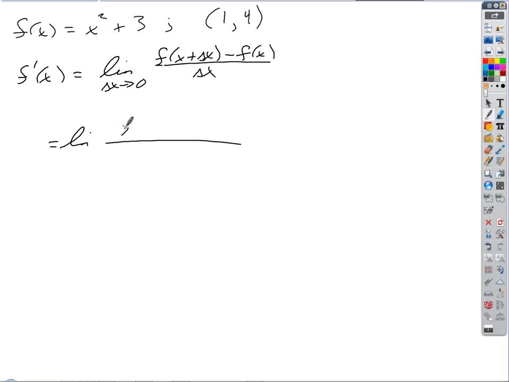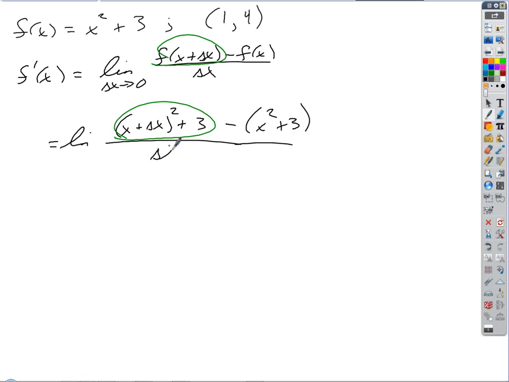So x plus delta x squared plus 3. Everybody agree? So green goes with green. So that is that, right? Okay, minus f of x is just x squared plus 3, right? Divided by delta x. Delta x goes to 0.